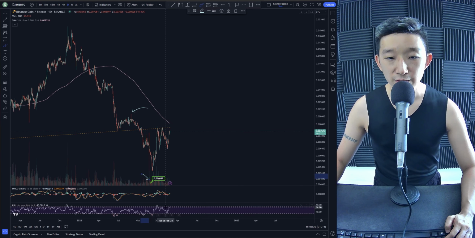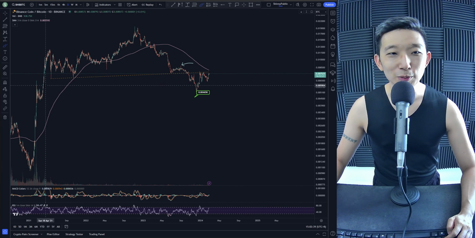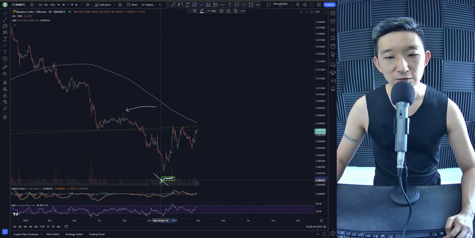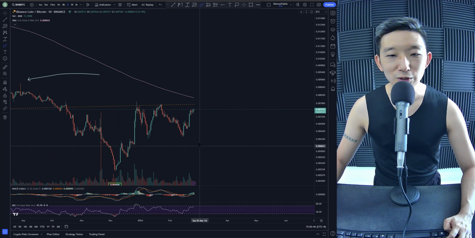We have a target over here, 4658, of the big head and shoulders. I think it's going to get invalidated. The moment we take out these highs, this is invalidated. And it feels to me like we're going to invalidate it.